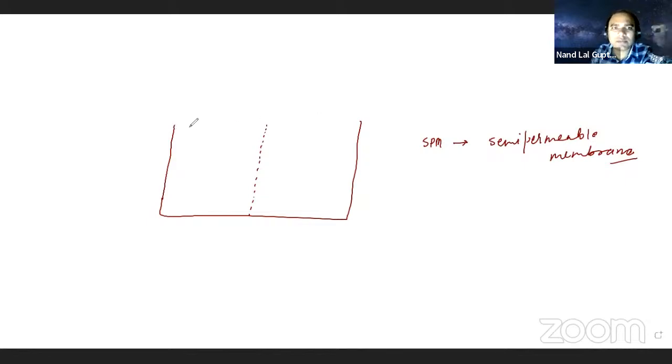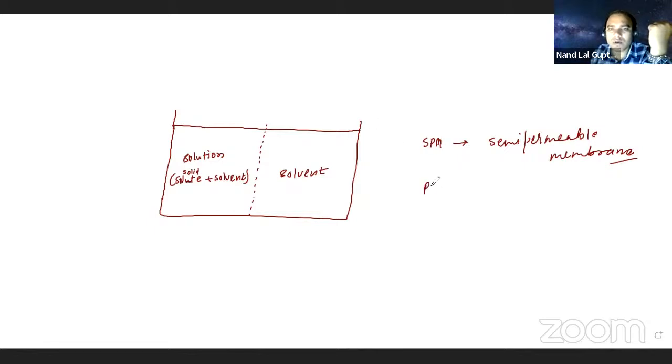Suppose this is the system. On one side here is the solution, that is, solute plus solvent. If you look at this other side, students, this is only the solvent. Now, if I ask you where the pressure is going to be high, students? Pure solvent is a liquid, that is, water, on this side.